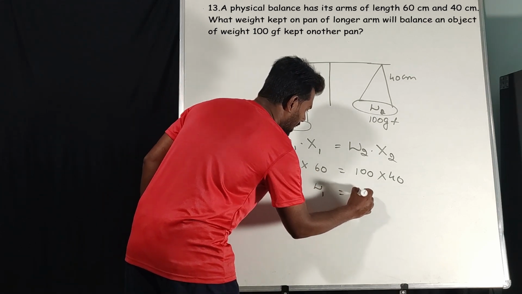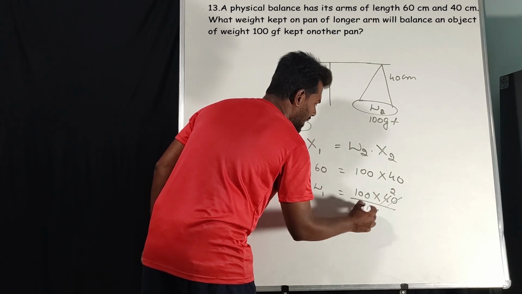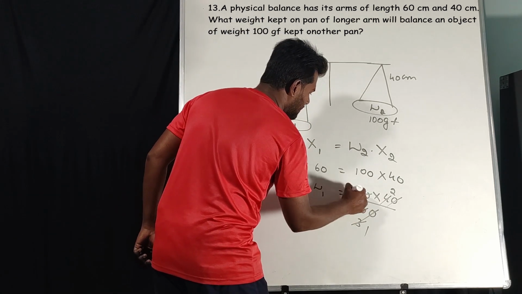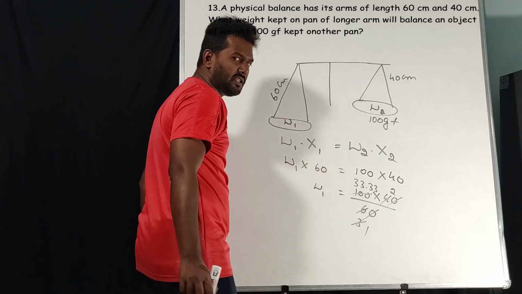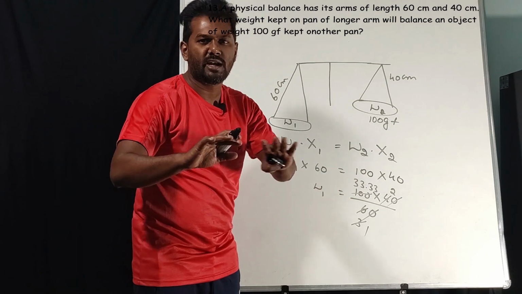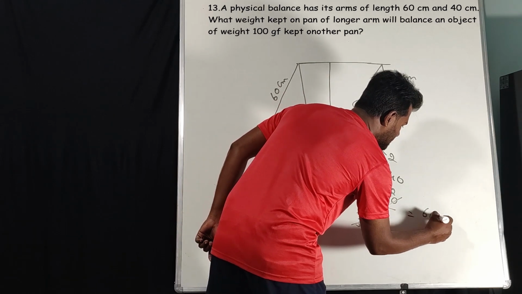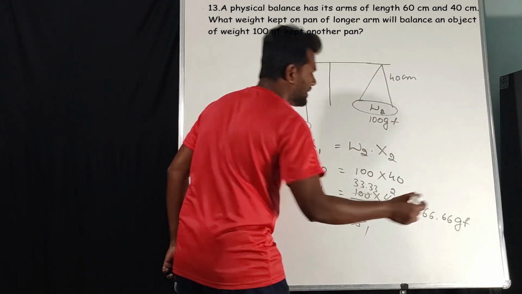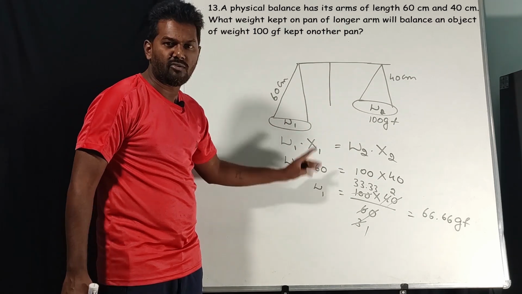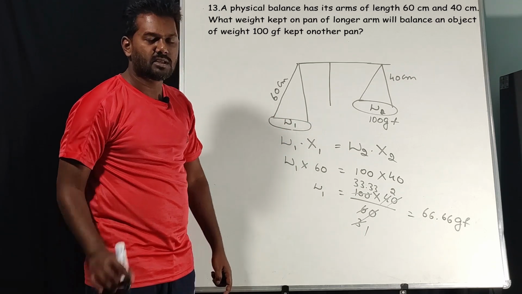So W1 is equal to 100 into 40 by 60. For 1 0, 1 0 get cancelled. 2 2s are 4, 2 3s are 6. Next, 3 1s are 3, 33.33. Whatever value you multiply with 2, that value will get doubled. 33.33 into 2 is nothing but double of all the values, 66.66, not 66. 66.66 GF. Why GF? Because we are finding the value of weight on the other pan. So here you have to place 66.66 GF.